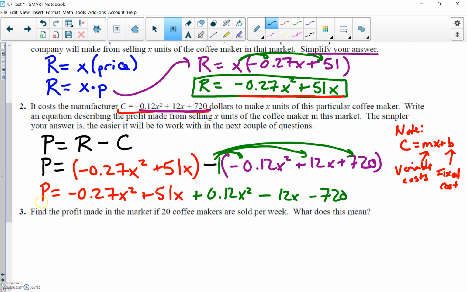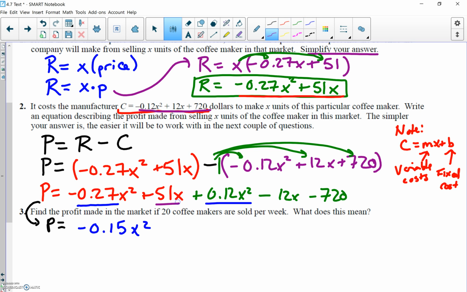So I'm actually going to show that line of work underneath here. So I look through for all my like terms. Like terms need to have the same variable raised to the same power. So if I go through and look, I have negative 0.27x squared and 0.12x squared. So if I go ahead and add those up, it's going to be negative 0.15x squared.